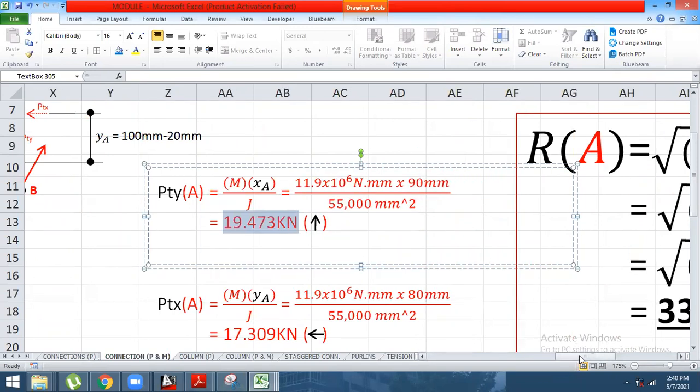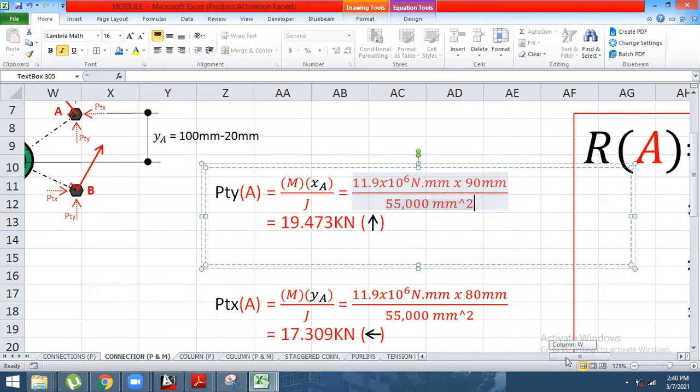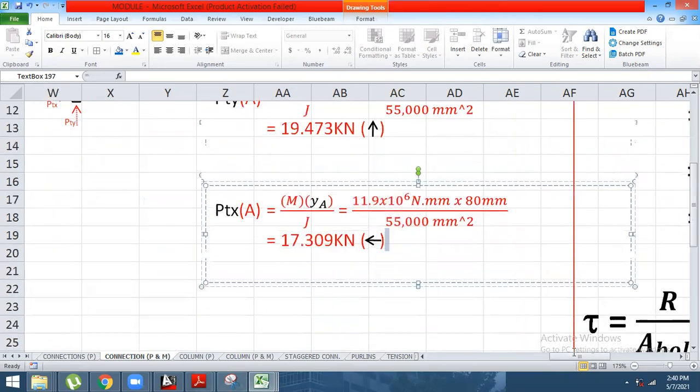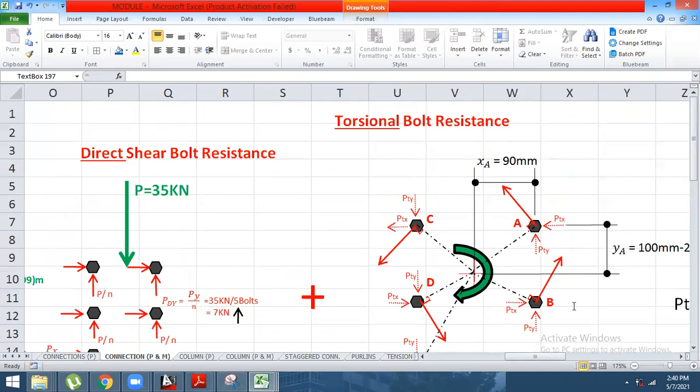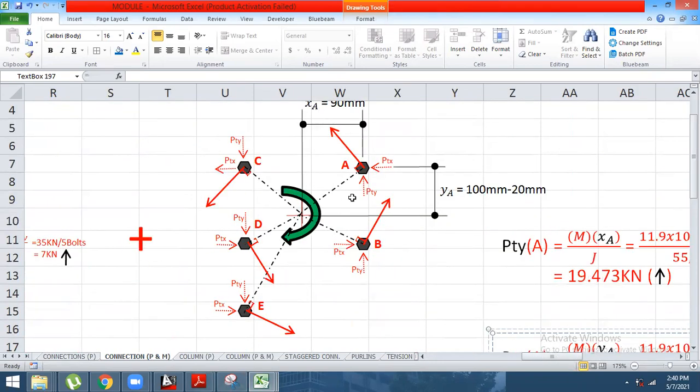Okay, so for this one, disregard the sign, if positive or negative. What you will just do is, upon calculation of this force, indicate if it is upward or downward. That is very important. If the resultant moment is clockwise, therefore all of the bolts will resist counterclockwise. However, if the moment is counterclockwise, therefore the bolts will act clockwise.